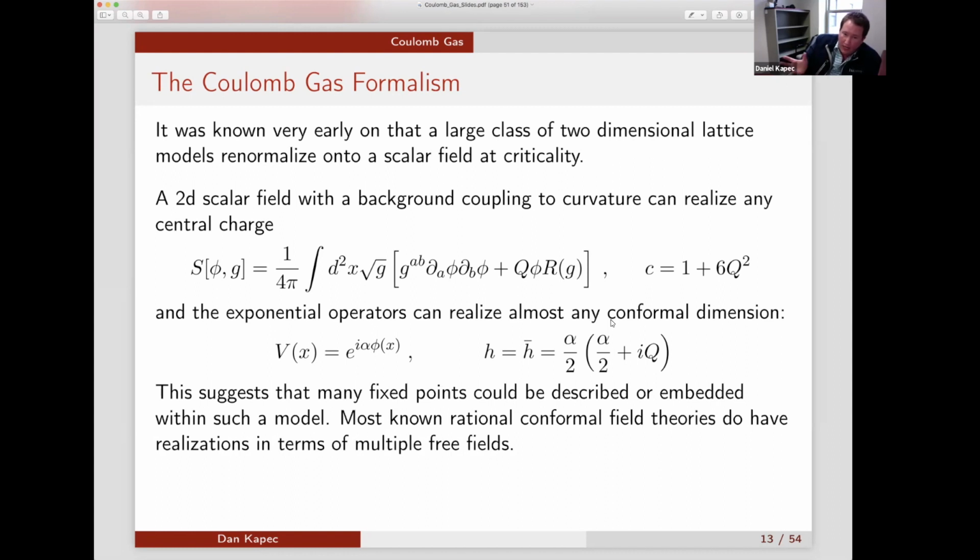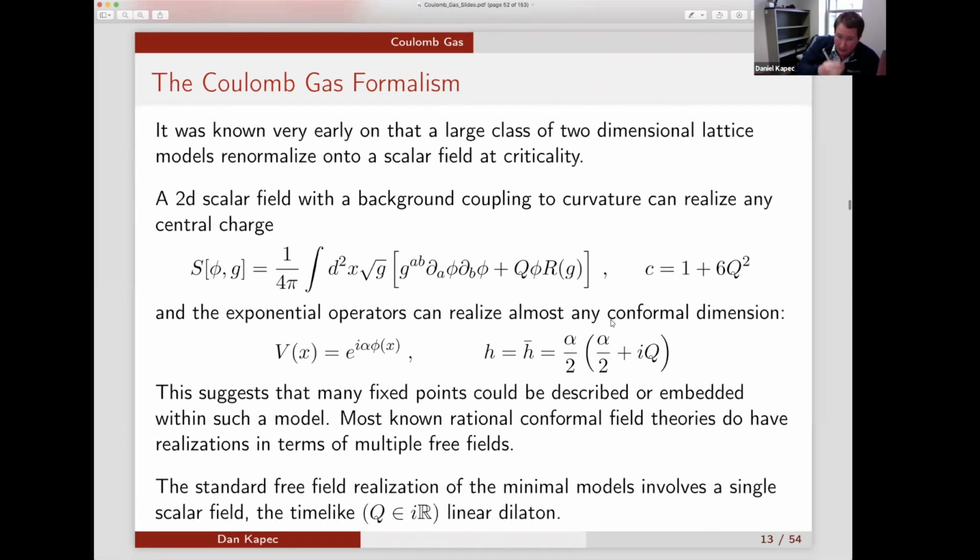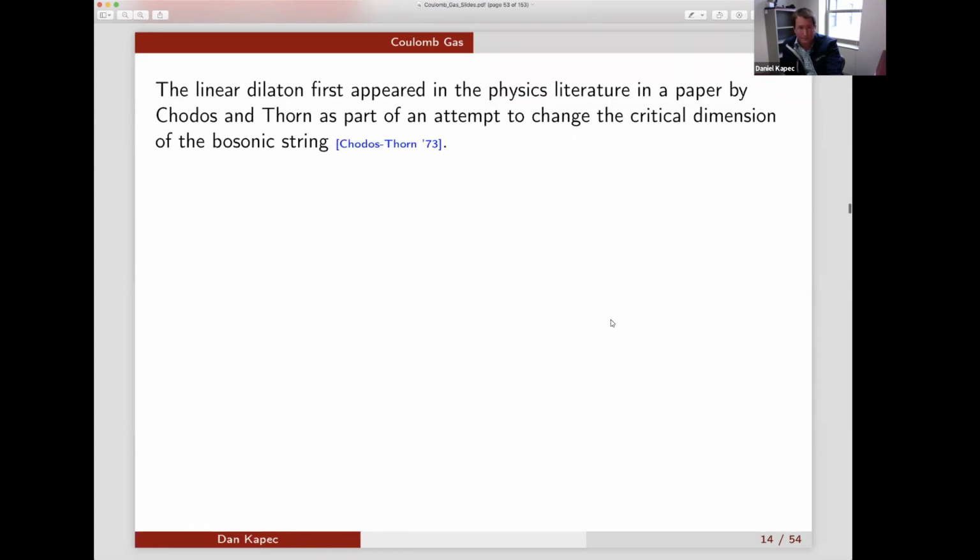And in fact, most rational conformal field theories do have descriptions in terms of multiple free fields. But for us, if we're just considering the minimal models, the standard free field realization only involves a single scalar field, which I'll call the time-like linear dilaton. Time-like just means that this Q parameter is strictly imaginary.